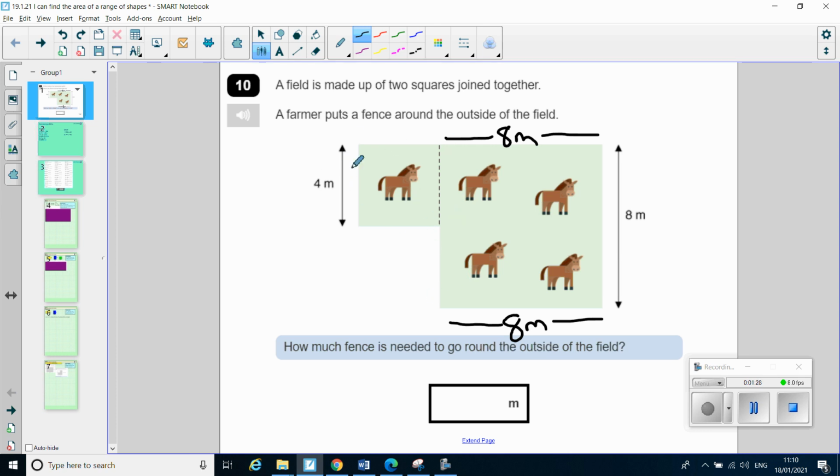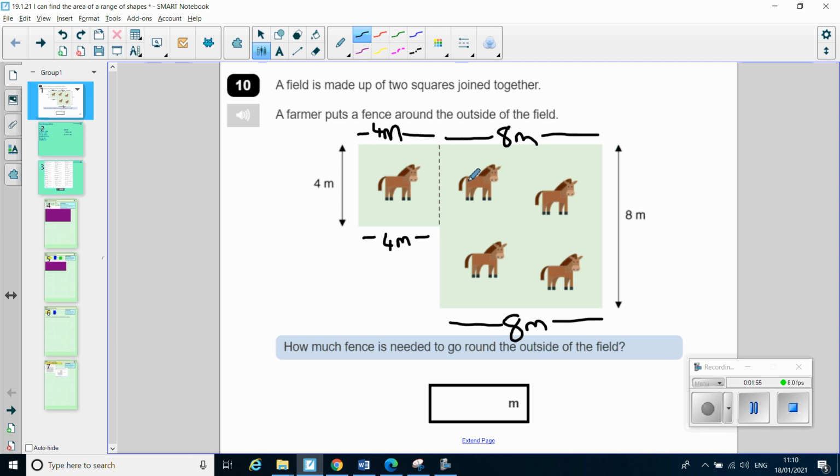Then thinking about my smaller square, the one side they've given me is 4 metres. So this side here must be 4 metres. And this side here must be 4 metres. Okay, so all I'm left with at the moment is this one side, which I don't know what it measures. So I've got to work that out using the information they've given me.